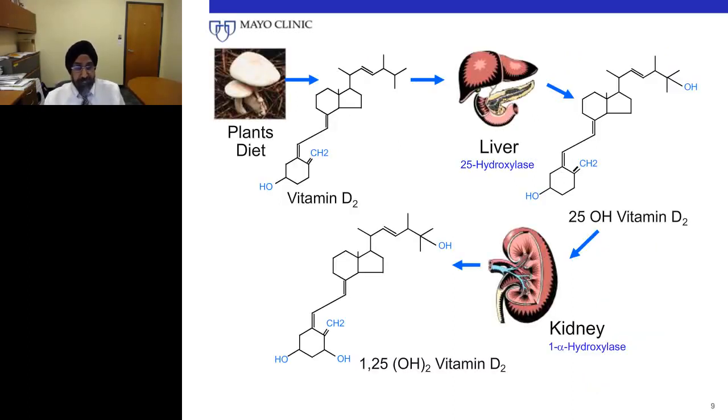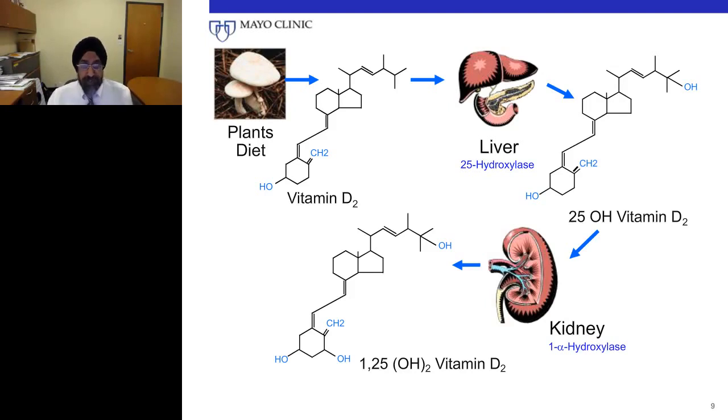This particular slide highlights that vitamin D mainly comes from yeast present in mushrooms, and D2 is mainly the plant form of the vitamin. But vitamin D2, like D3, will go through the liver and get converted to 25-hydroxy vitamin D2. On a need basis, 1,25-dihydroxy vitamin D will be formed by an enzyme, 1-alpha hydroxylase, which is mostly present in the kidney.